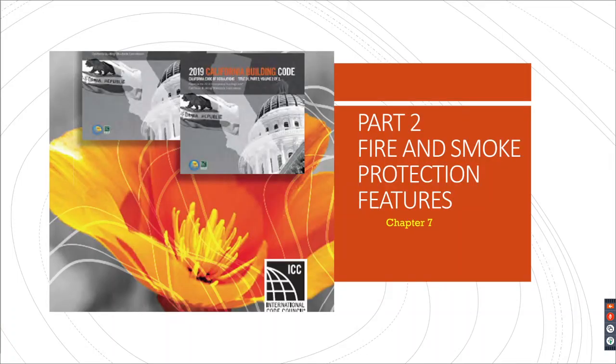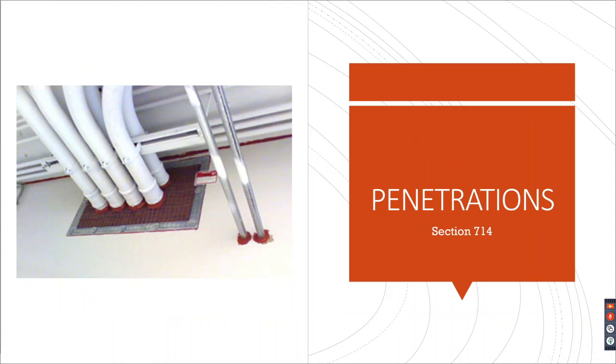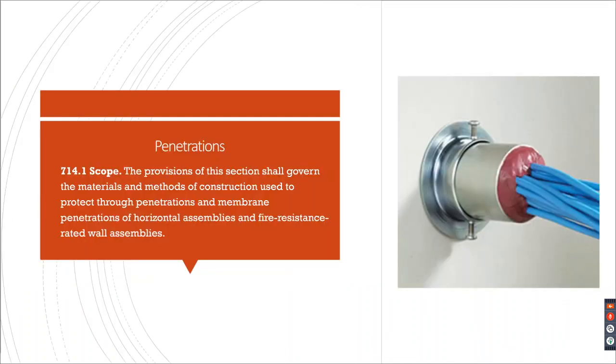All right, so we're still in Chapter 7. And the first that we'll start talking about are the penetrations, which are in section 714. And as always, you start with the whole scope for that specific chapter and then each specific section. So 714.1 indicates that the provisions of this section shall govern the materials and methods of construction used to protect through penetrations and membrane penetrations of horizontal assemblies and fire resistance rated wall assemblies. So the scope, of course, is talking about through and membrane penetrations.